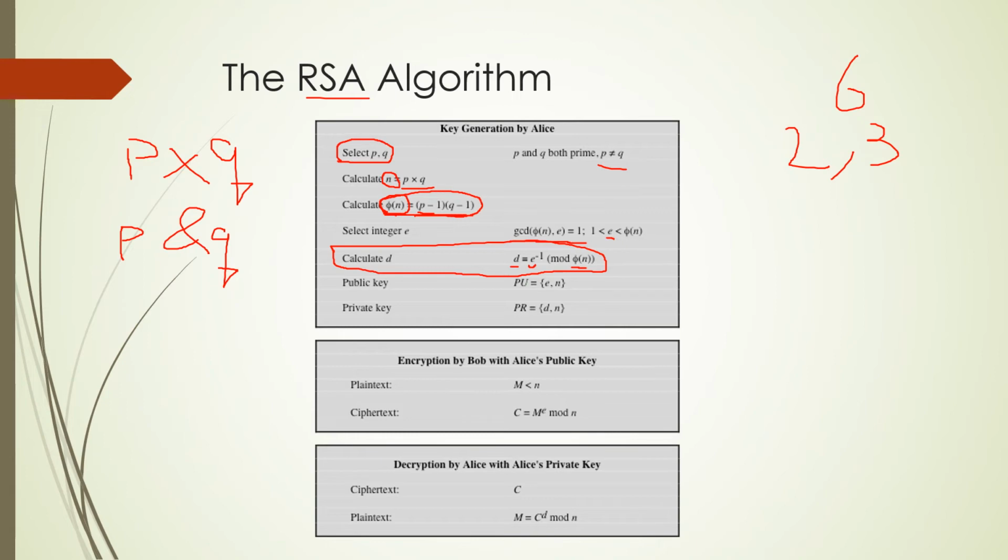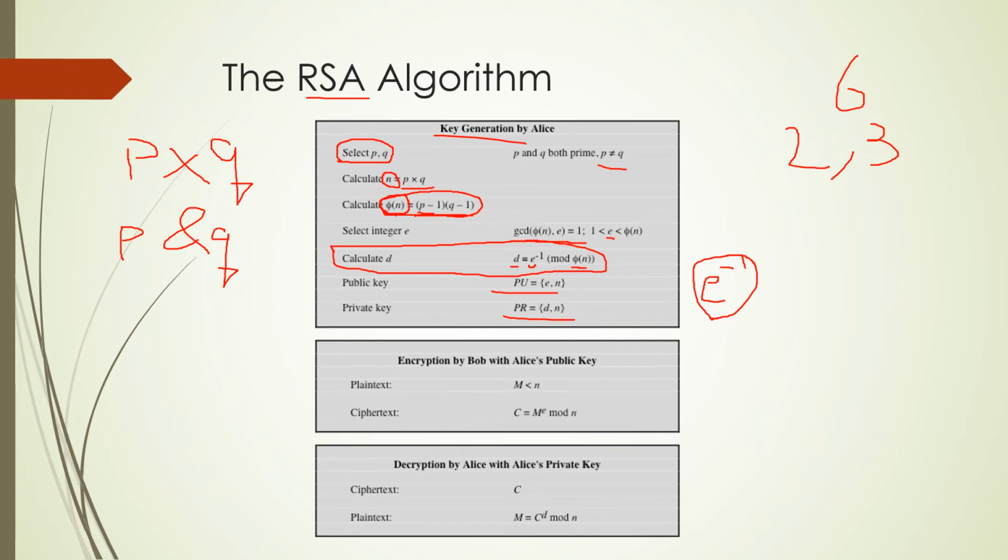And I'll tell you what e inverse means. E inverse is defined in a different way than what you can assume a reverse is. It's not a reverse of e. Basically, d, which is e inverse, is also an integer. It's not a fractional number. But anyways, the public key is e and n, the private key is d and n, and that's the key generation step that is done by Alice.